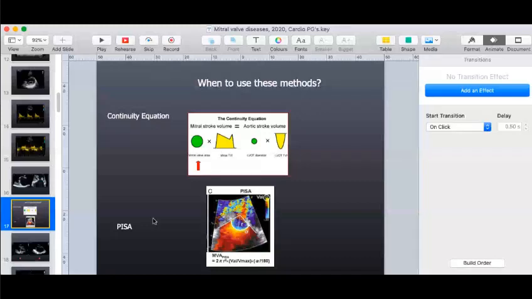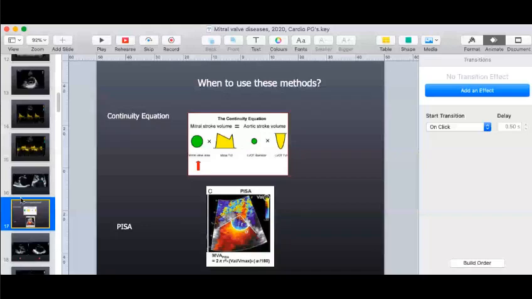What about PISA? When can you use the PISA? When the jet is a central jet, sir, not eccentric. Okay. That is especially in MR, mitral regurgitation, sir. Okay. So this is a method which is more theoretical, which hardly anybody ever practices, and which is difficult to do. But it is part of the theory where you will be asked about the various methods. So this is a scenario where you cannot do the continuity equation because of mitral regurgitation, so you can use the PISA in that sort of theoretical scenario.